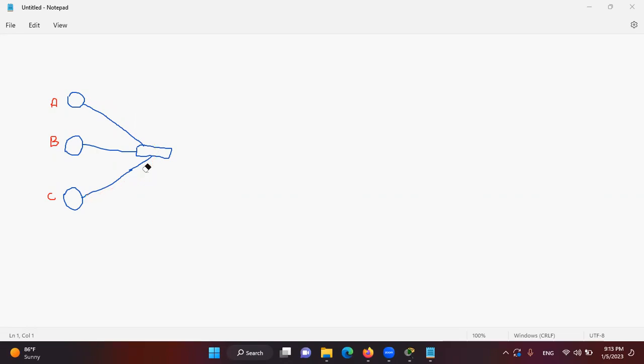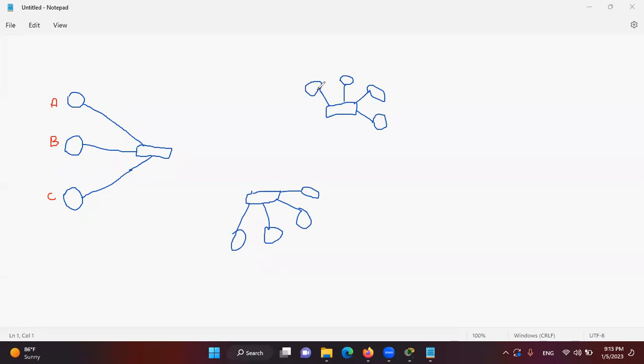So then there can be several different local area networks available. I connect computers to another switch as well. This is another local area network. I take another switch and connect it in the same way. These circles indicate computers and these are switches. Again there can be more networks. This is a switch, and there are computers connected.